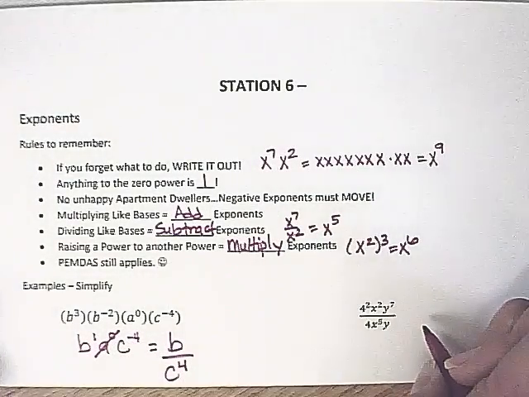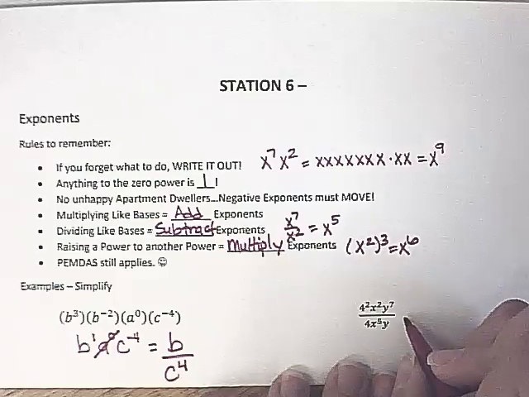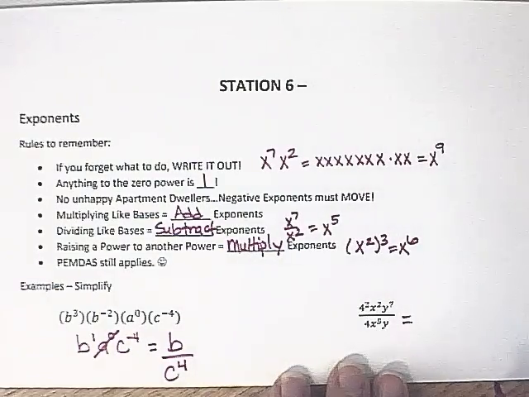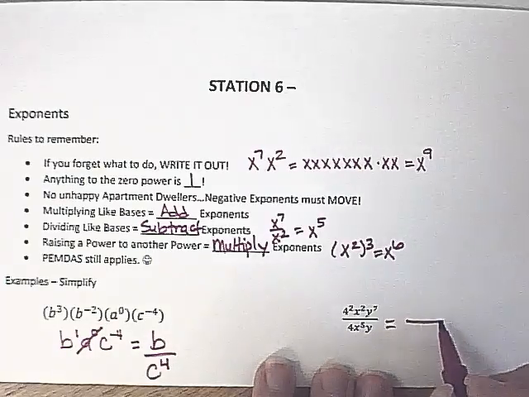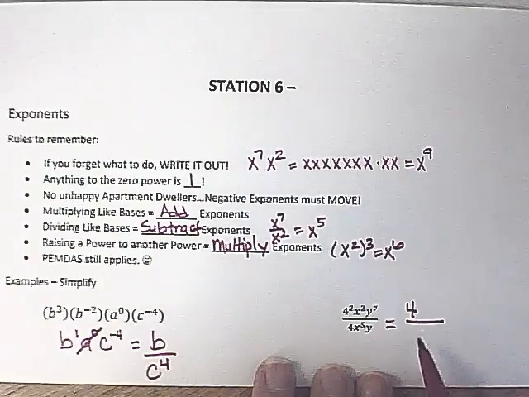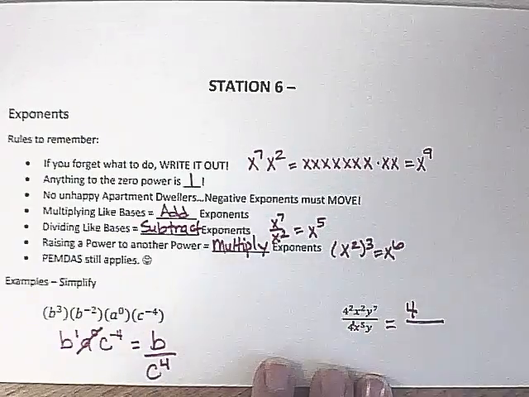Go ahead and look at this one. On your test, this is the type that most of you struggled with. Let's start with what are my 3 different bases? I see 4, x, and y. The 4, there's more of on the top because there's 2 of them. So I'm going to leave it there and I'm going to subtract 2 minus 1, which would make 1.